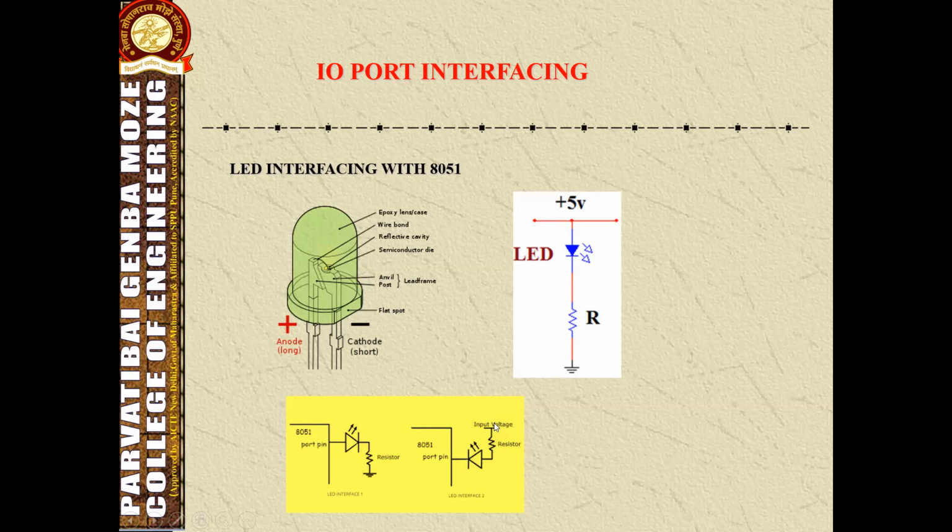So in this method, we connect VCC directly to the positive terminal, and the other, negative terminal, we connect to the port pin. Now the voltage source can provide enough current required for glowing the LED with high intensity. So mainly this type of interface is used for many applications. So there are two methods of interfacing an LED with the 8051.